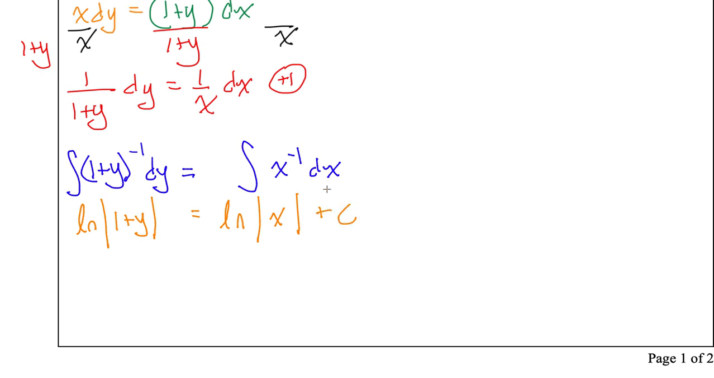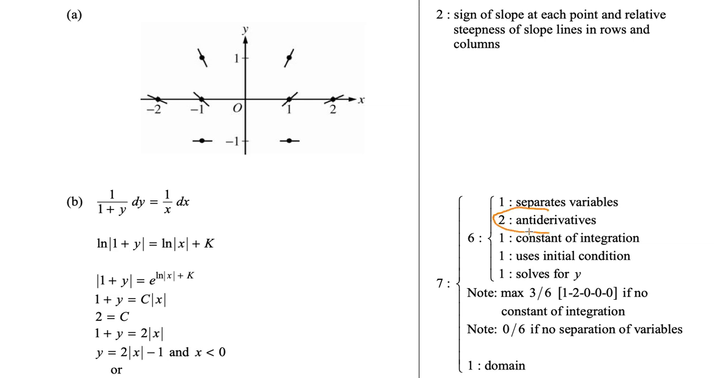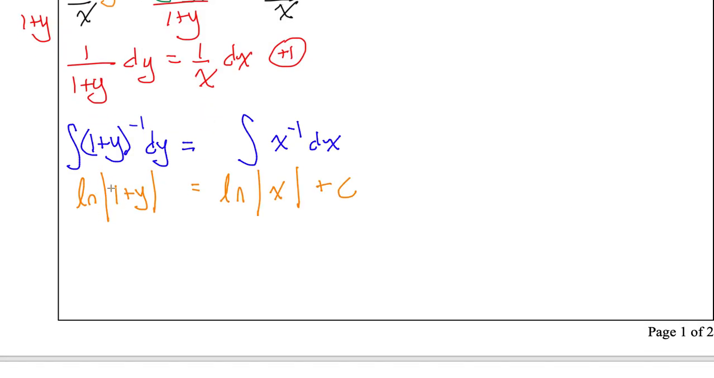There are a lot of points happening here. So you get 2 points for that? It says just for taking the antiderivatives, you get 2 points. So 1 for each side. 1 for the right side, 1 for the left side. So if you got natural log of absolute value of 1 plus y, give yourself +1.